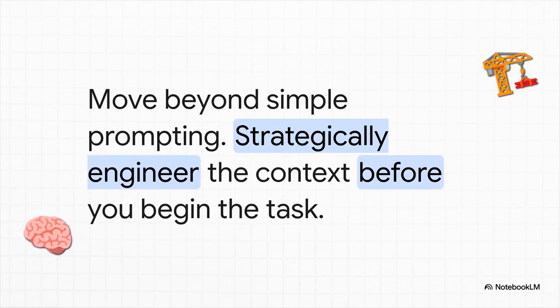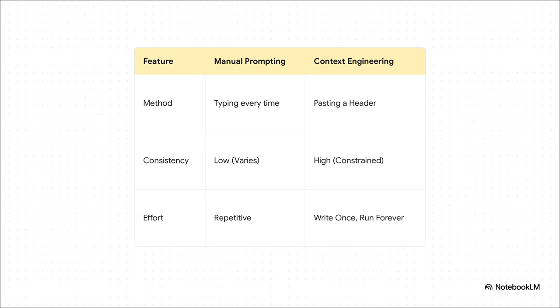And this, right here, is a total mindset shift. We're moving away from just typing random instructions into a chat box, and we're starting to strategically engineer the entire context before we even begin. And the difference is, well, it's night and day. With manual prompting, you're typing instructions every single time. The consistency is low because it depends on your mood. The effort is just repetitive. But with context engineering, you just paste your saved AI SOP. Your consistency is going to be way higher because the rules are set. And the effort? You write it once and you can run it forever.